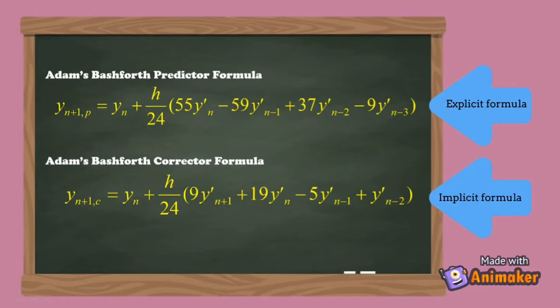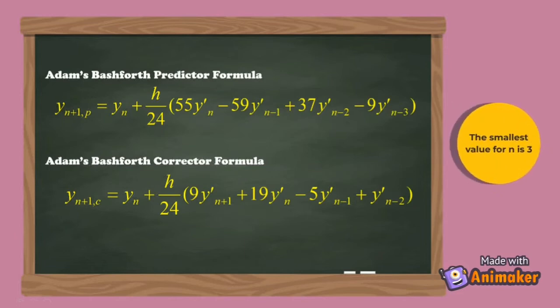To compute the value of y(n+1), we need four values: y(n-3), y(n-2), y(n-1), and y(n). These values are called starting values. Note that the smallest value of n is 3, since the smallest starting value is y0. To find these values, generally any single-step method such as Euler or Runge-Kutta is used.